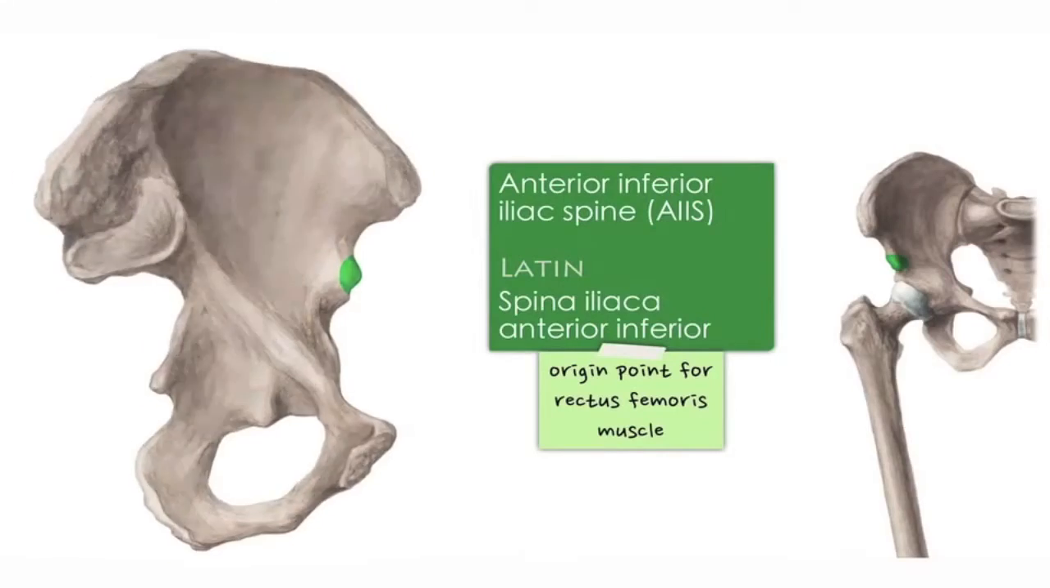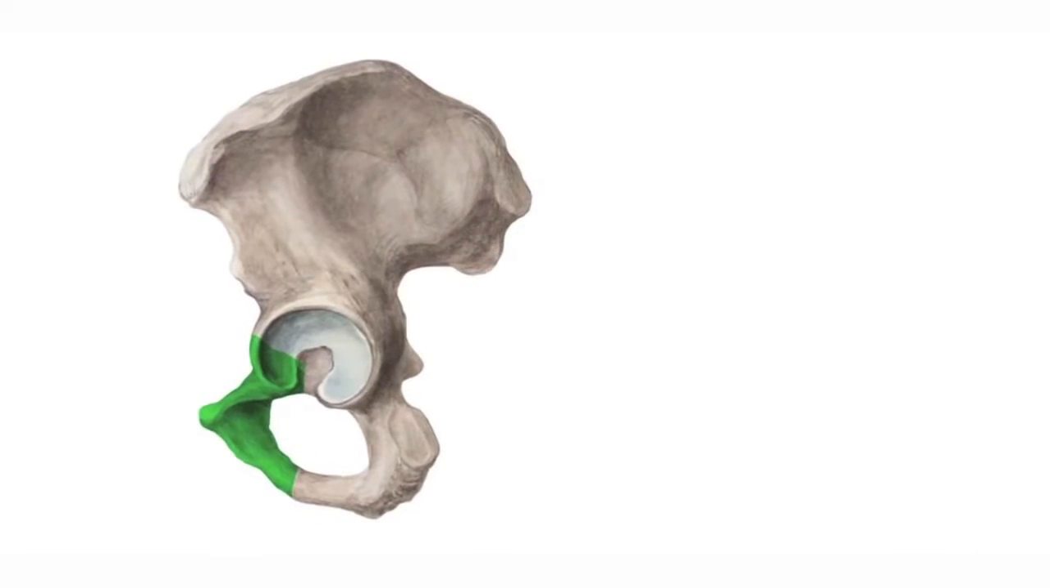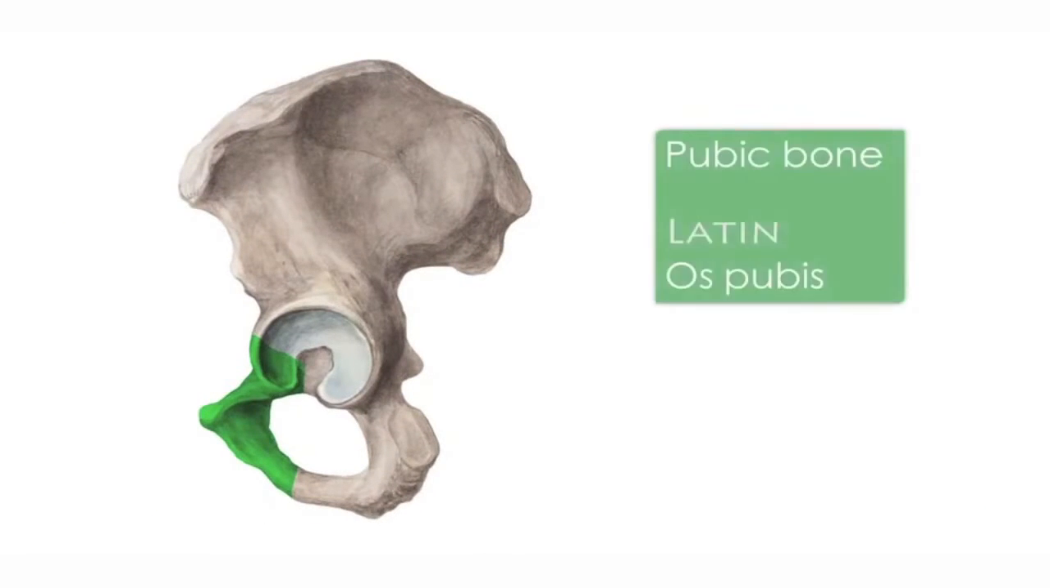Now moving on to the last spine that you find within the hip bone, this time in the pubic bone.